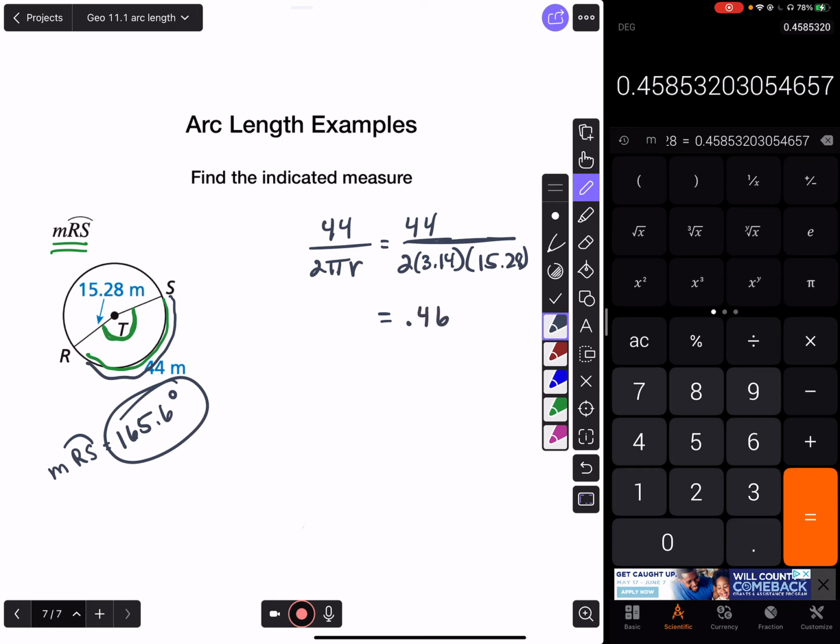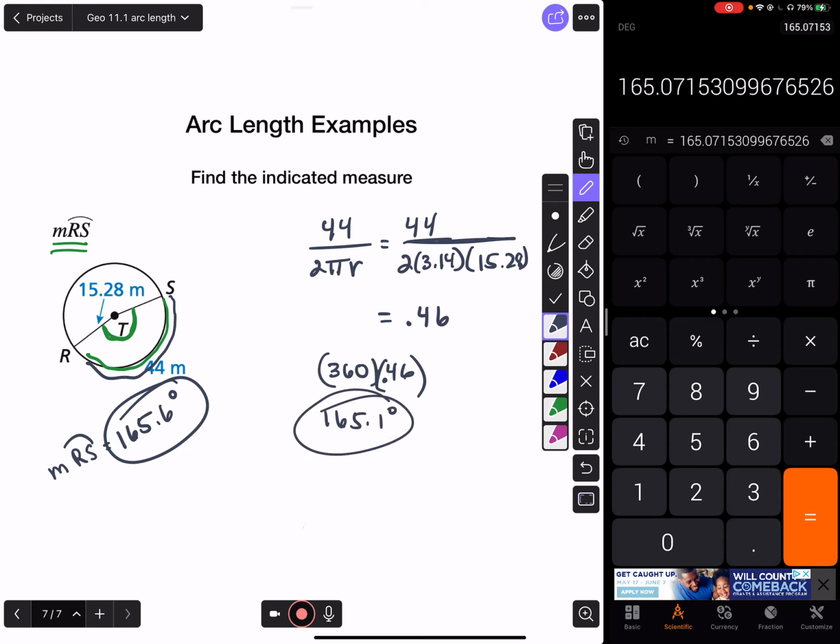So I have 0.46 of the circle, essentially. Well, a whole circle is 360 degrees, so I just need 0.46 of the 360 degrees. So times 360, and there's that 165.1 degrees. So we get to the same answer. That's just a different way to think about it.